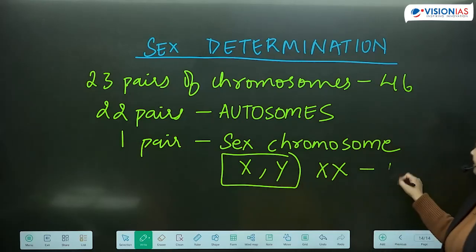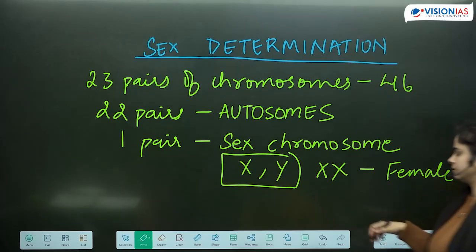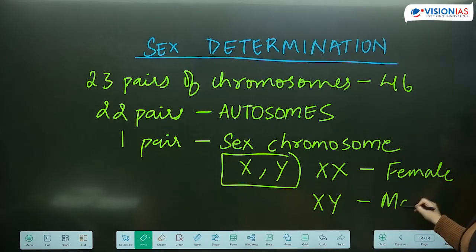अगर X और X मिल जाए, it becomes a female. That means female reproductive organs, female reproductive cells, eggs will be present. And if it is XY, so it's going to become a male. Male reproductive organs, male hormones, male sex cells or gametes.